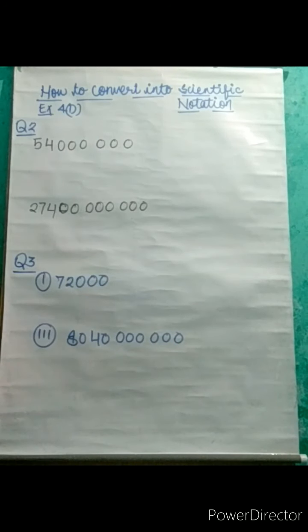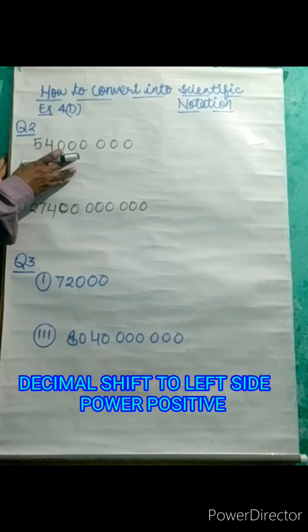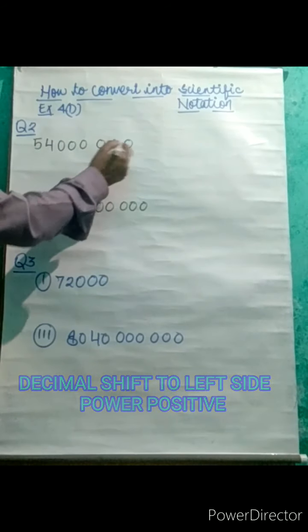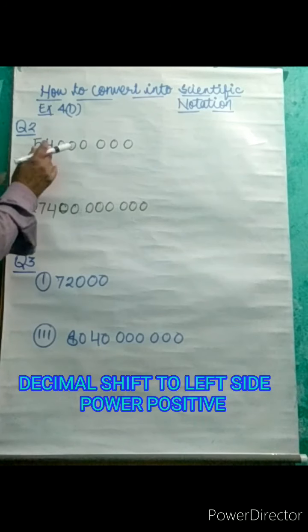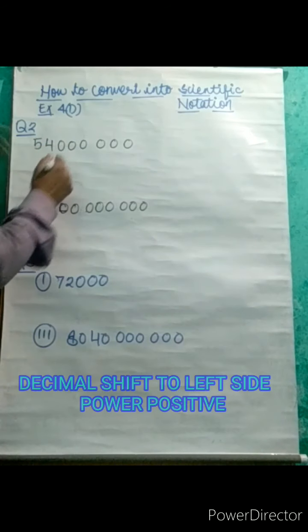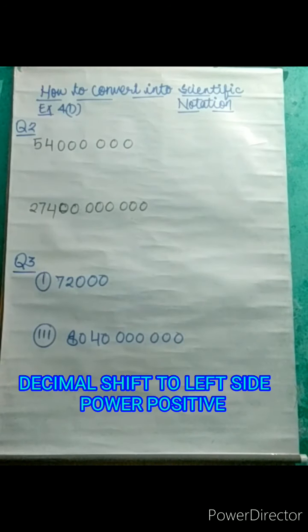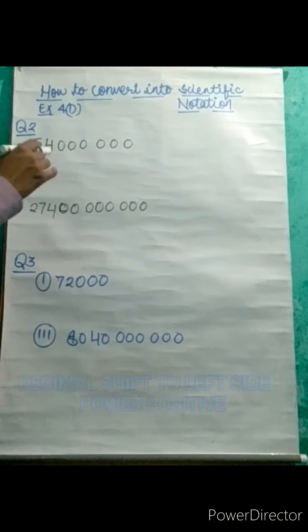Now see, I have written some questions which are from your exercise. Let's see this. In this number, you can see it is very big. Ones, tens, hundreds, thousands, ten thousands, lakh, 10 lakh, crore. It means it is 5 crore 40 lakh. In the same way, it is very big.